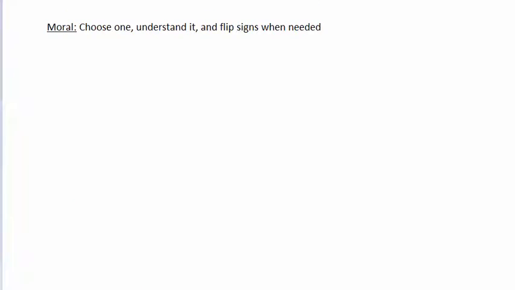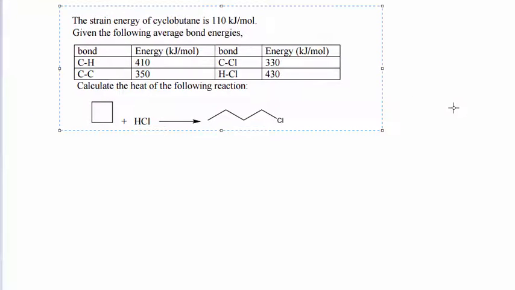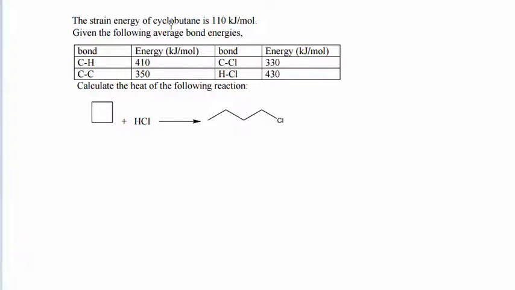Okay, so all of this is much easier to understand when we actually work through an example. So that's what we're going to do now. So the first one I'll show you how to do. So we're told that the strain energy of cyclobutane is this, and we're given a chart with our bond energies. And this is our reaction.